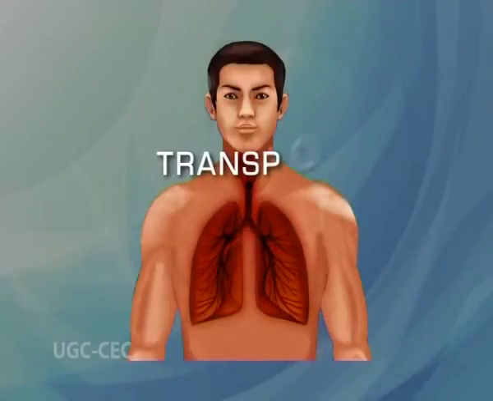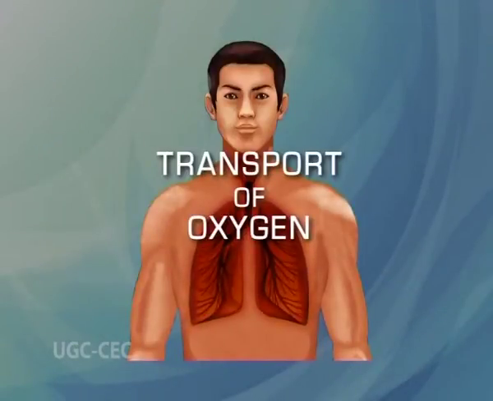The exchange of oxygen and carbon dioxide takes place in between the lungs and blood. The greater part of oxygen diffuses into the blood, and at the same time carbon dioxide diffuses out. Here the question is where the oxygen would go. Next comes transport of oxygen.